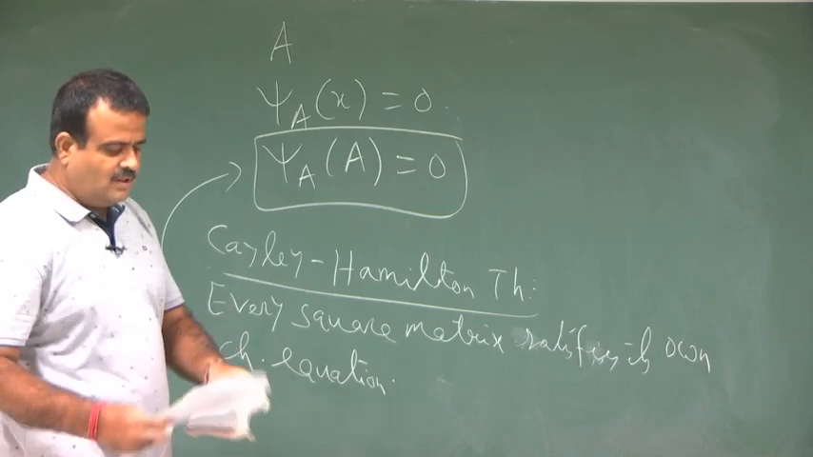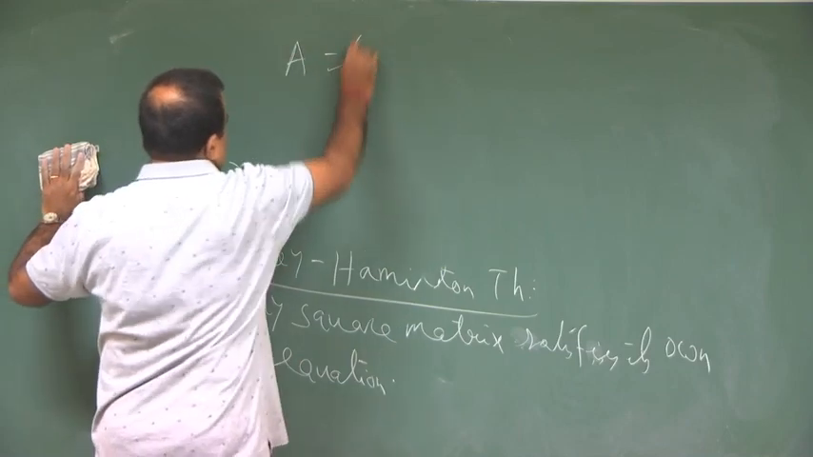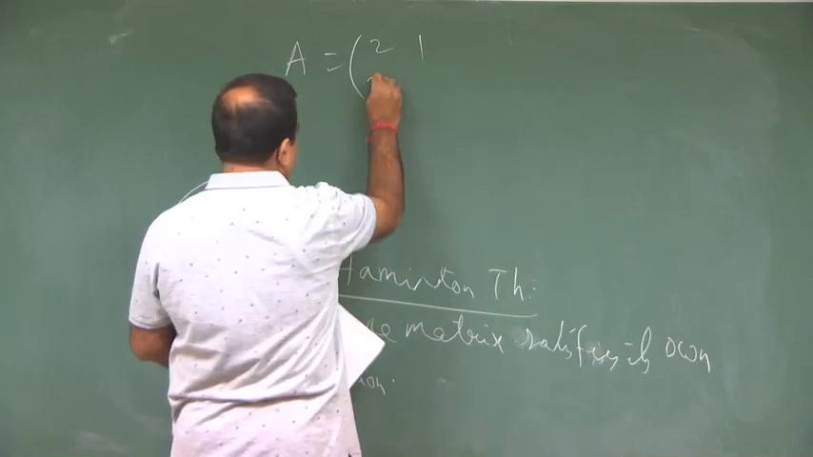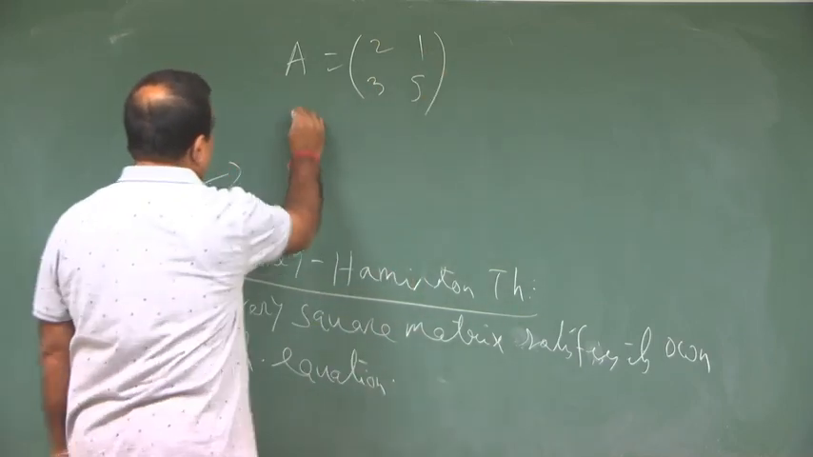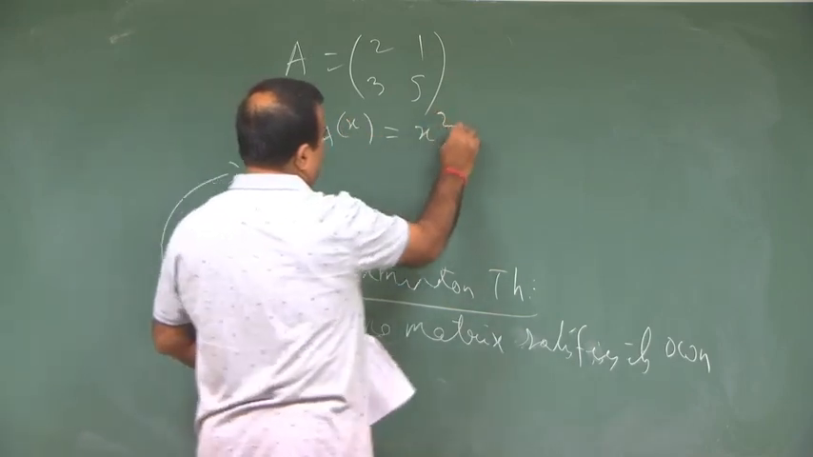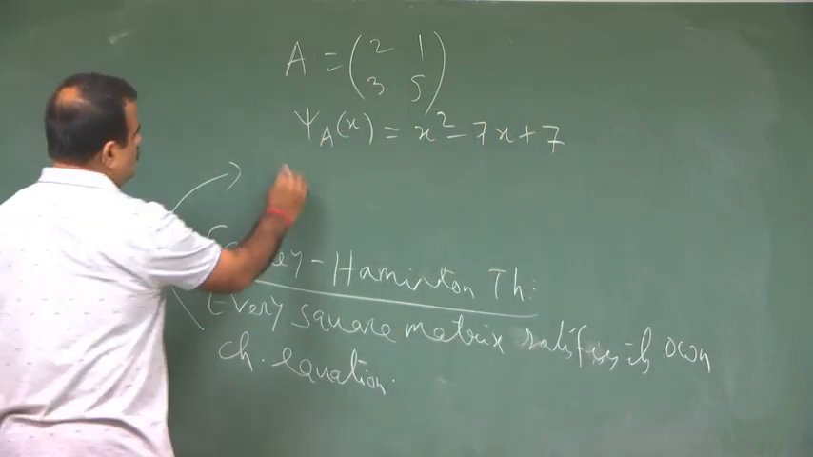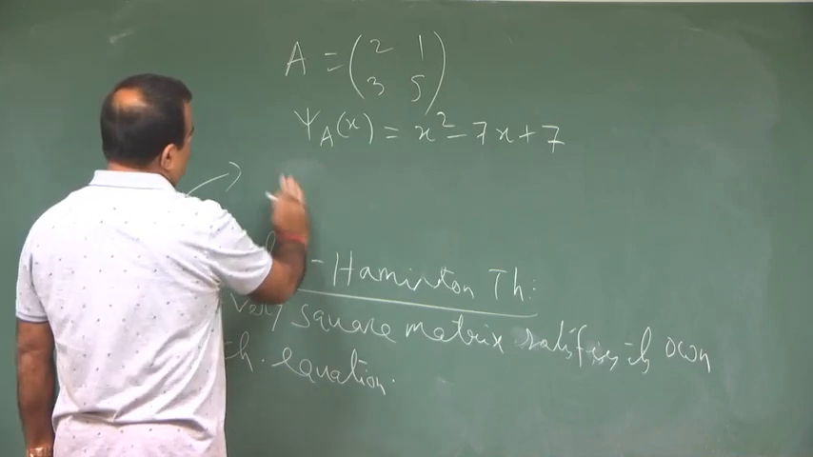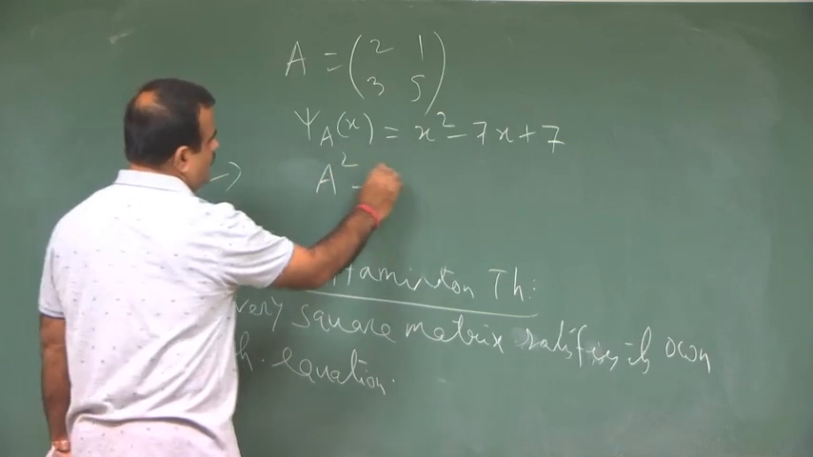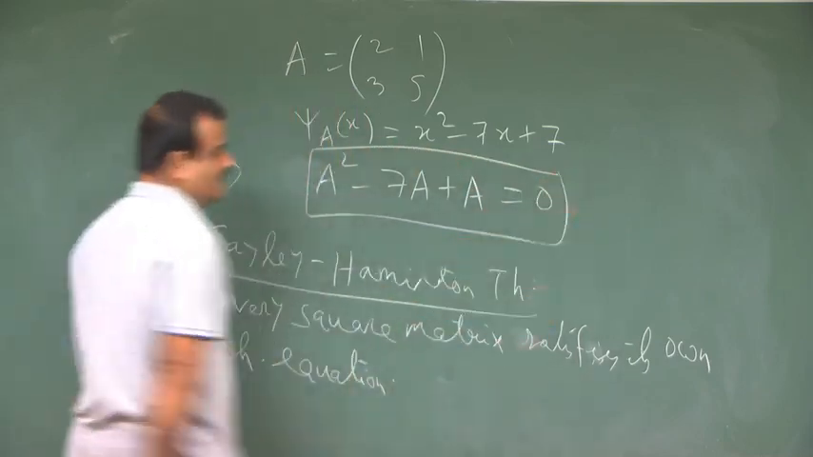Okay. So, for that example, what do we have? If we have that matrix like this, just now we have seen 2, 1, 3, 5, and the corresponding characteristic polynomial we got is x square minus 7 x plus 7. So, now the Cayley-Hamilton theorem is telling us A square minus 7 A plus 7 I has to be 0. So, this is the Cayley-Hamilton theorem.